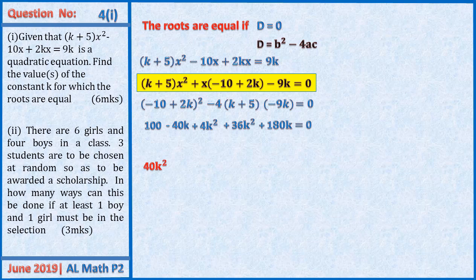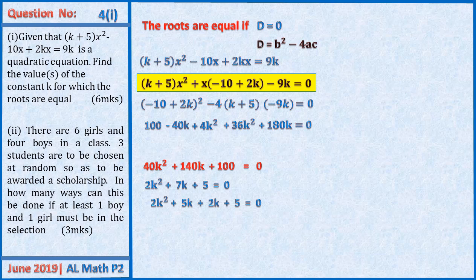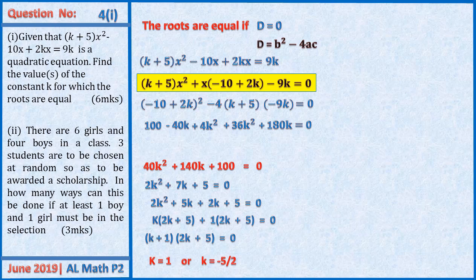Bringing like terms together, we have 40k squared plus 140k plus 100 equals 0. You can divide all through by 20 and you will have 2k squared plus 7k plus 5 equals 0. And factorizing this equation, you have k plus 1 times 2k plus 5 equal to 0, and k will be equal to minus 1, or k equals minus 5 over 2.